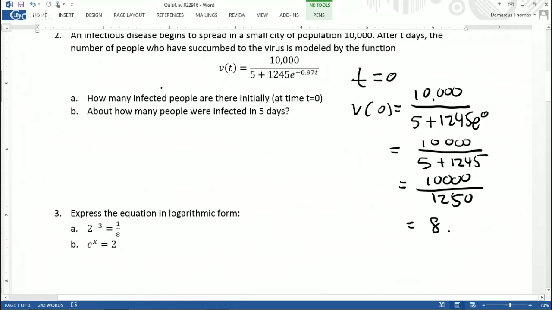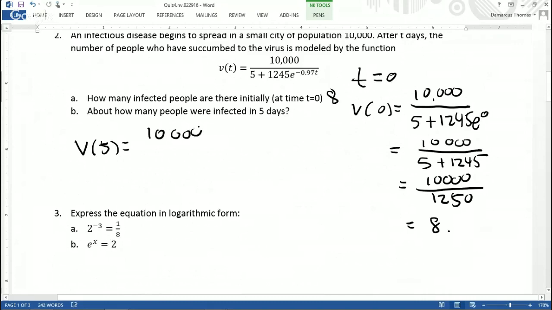And so we can now answer part A. It says, how many infected people are there initially? There were only 8. And now the question is about how many people were infected in 5 days. And so we're going to let t be 5 this time. And you're going to plug this in.